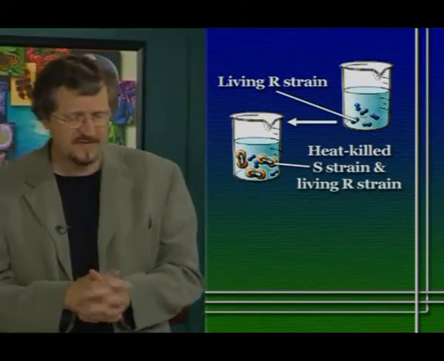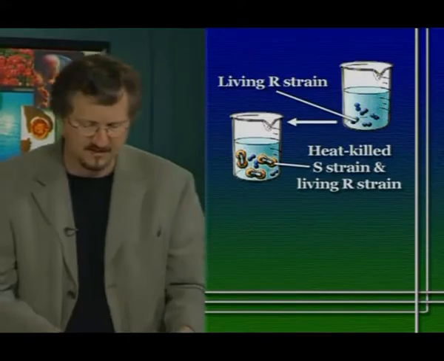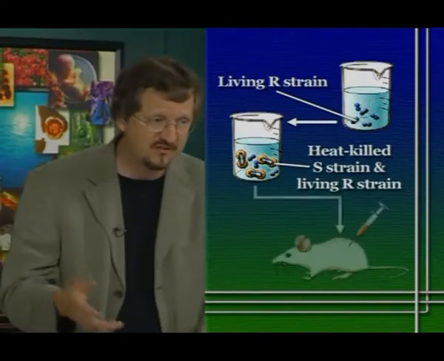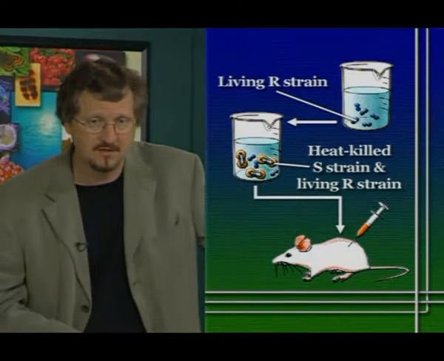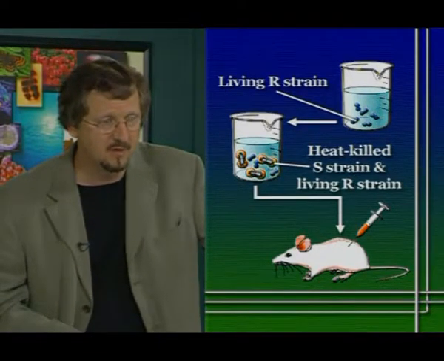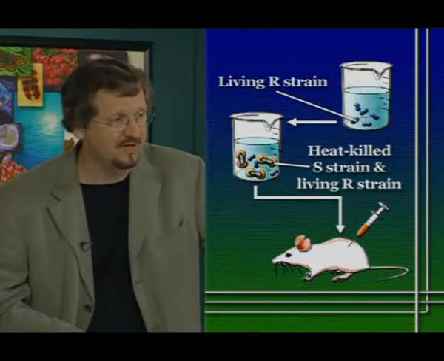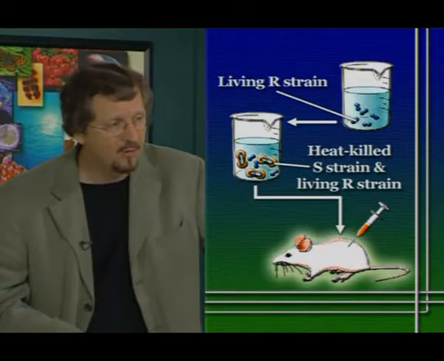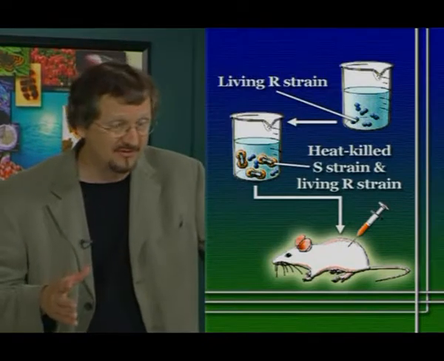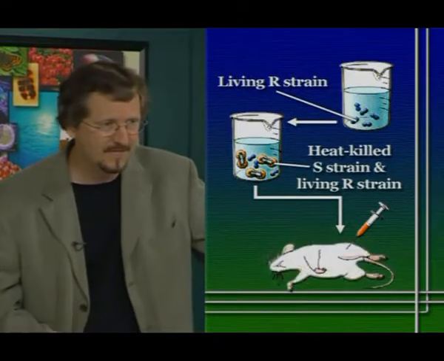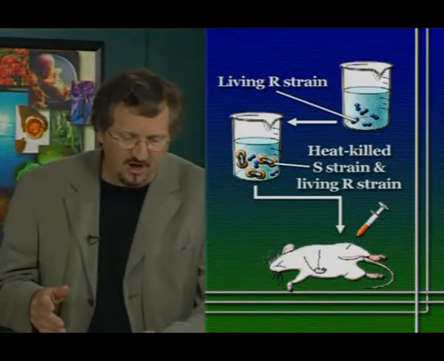So what Griffith did then was he killed some S-strain bacteria and injected those S-strain bacteria in with living R-strain bacteria and saw what happened to the mouse. What he hoped would happen is that the mouse would develop immunity to the S-strain. But what happened instead was very unexpected and unfortunate for the mouse. The mouse died.